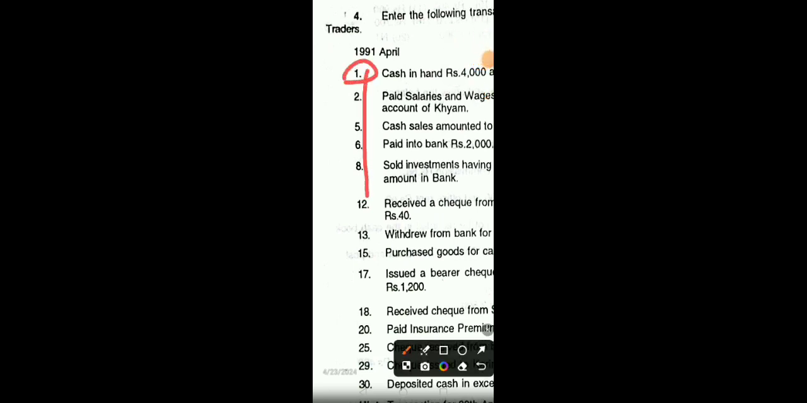All these transactions are related to one single month, and that is April. And 1st April is saying what? We will fill the date first. Here is the date column of the journal. There you will write your date, 1. And now come to the point.